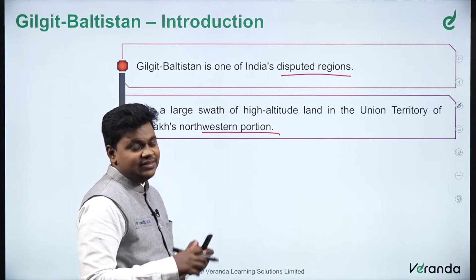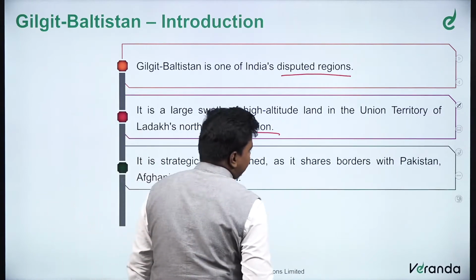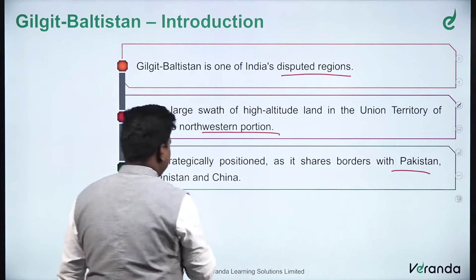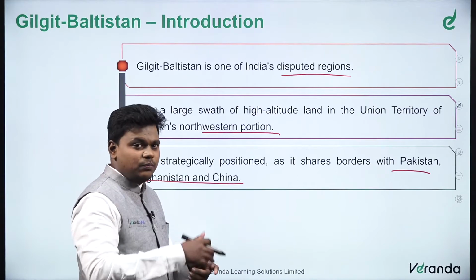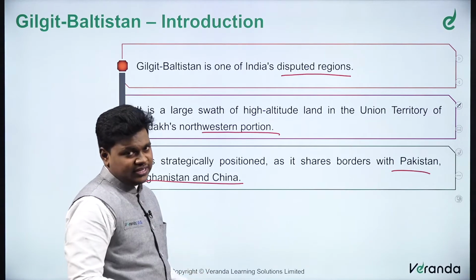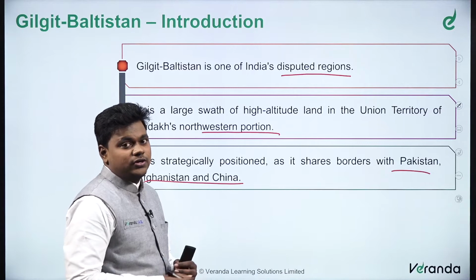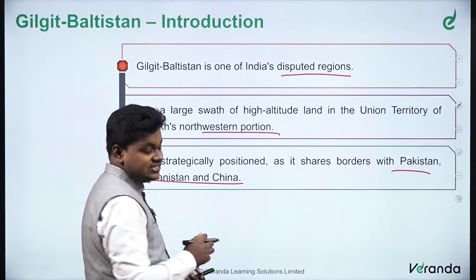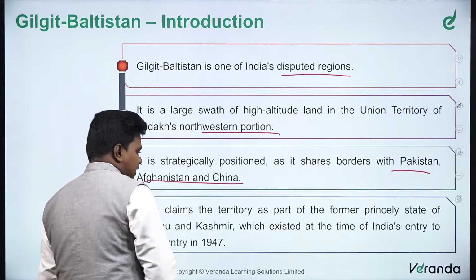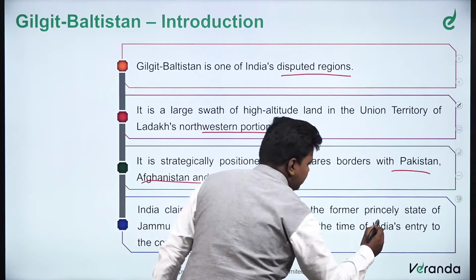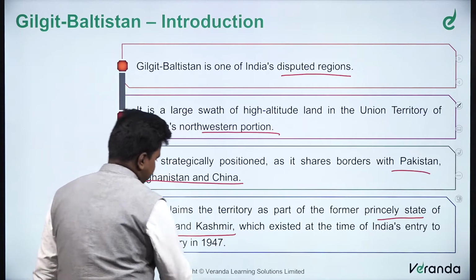So, India's stand regarding Gilgit-Baltistan is that it is strategically positioned, as it shares borders with Pakistan, Afghanistan and China. It is more strategic because it shares a border with Pakistan, Afghanistan and also with China. So that is why it is a very important strategic location. Even when we compare it to the Siachen glacier, this Gilgit region is much more significant than the Siachen glacier itself. Further, India claims the territory as a part of its former princely state of Jammu and Kashmir, which existed at the time of India's independence in 1947.